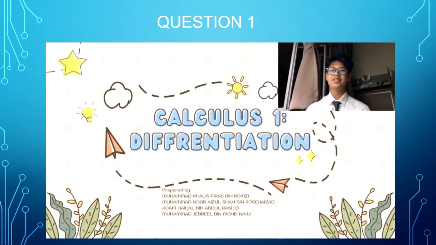Today I am going to be talking about chapter 2 in calculus 1, which is differentiation. Now, first of all, I would like to introduce my group mates, the first one being Khalis Firas, the second one is Aizul Shah, and the third one is Adam Haikal.